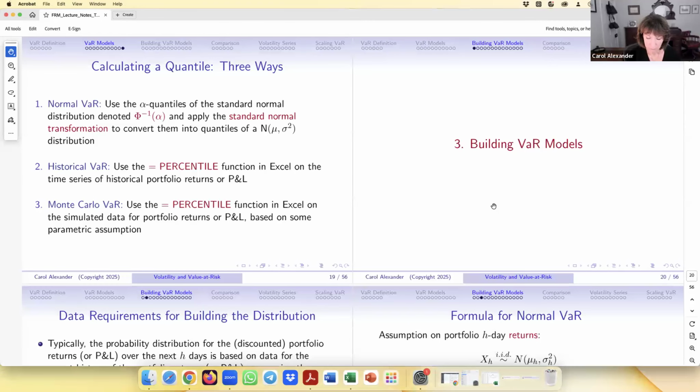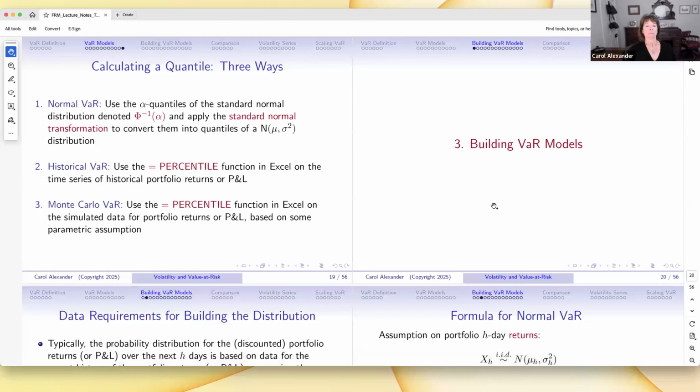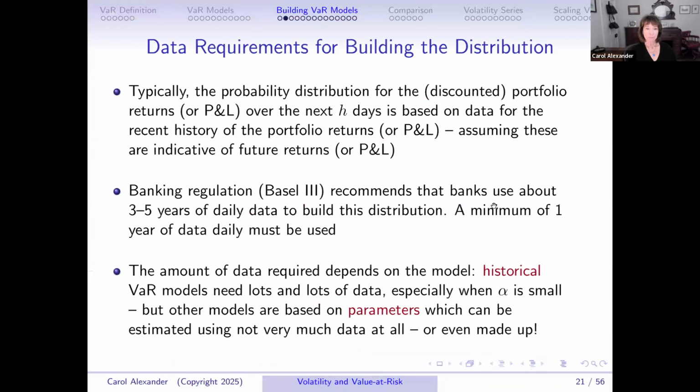Now we're going to look at actually building the VaR models, the three different VaR models: normal, historical and Monte Carlo. Well, what data do we need?